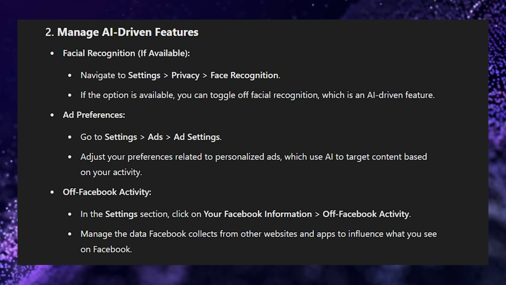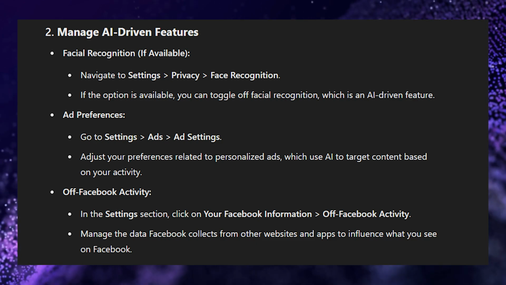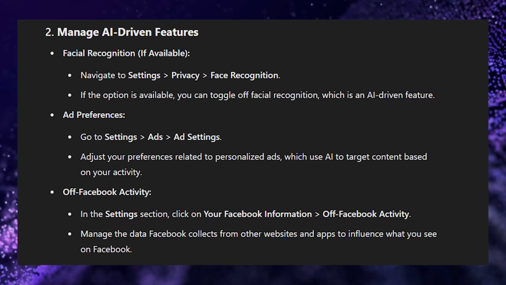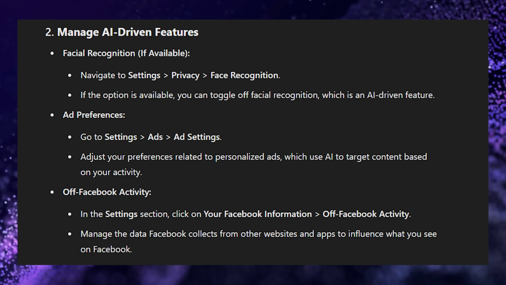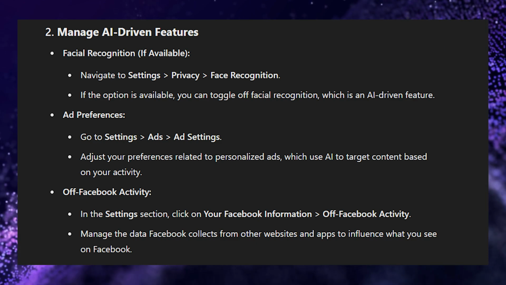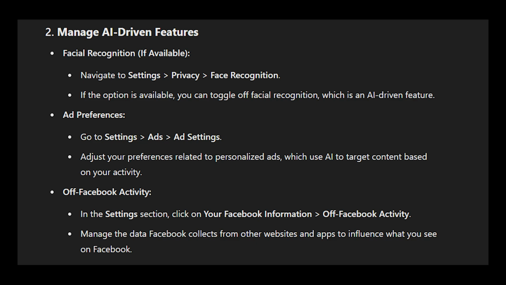The second way to do this is facial recognition. If available, you can turn off facial recognition under settings, privacy, and face recognition. Now the third way to do this is Messenger AI suggestions. In Messenger, go to your profile settings and disable Messenger suggestions.